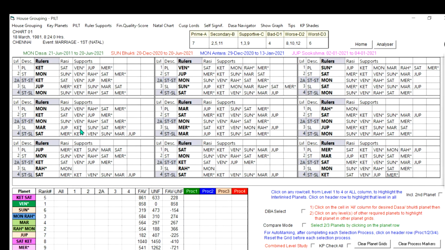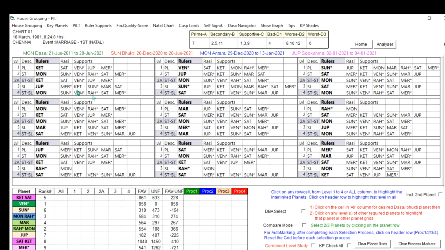If you find some favorable key planets, I want to know the planets which have those favorable key planets in all levels, or in star level or sub level, or whatever levels you want. You can choose those levels and identify which planets have those key planets in their important levels, or which planets have unfavorable key planets in star level or sub level, so that we can take those planets as not supportive for the particular event. That is more useful in finding out which of the 9 planets are favorable, unfavorable or moderate, in an easy manner.